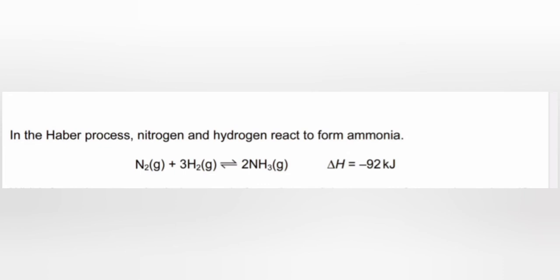The reaction we are looking at right now is for the Haber process. The Haber process is an industrial process of manufacturing ammonia from nitrogen and hydrogen. 3 moles of hydrogen and 1 mole of nitrogen make 2 moles of ammonia.